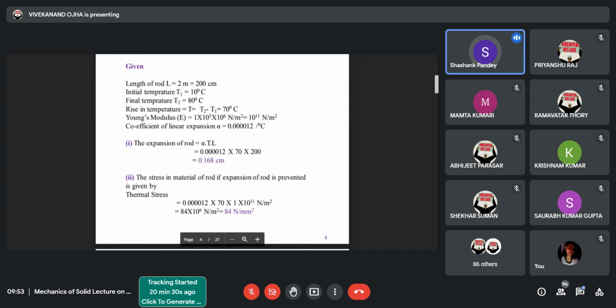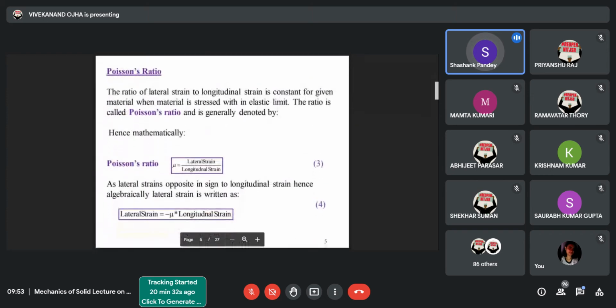As the definition says, mu is equal to lateral strain upon longitudinal strain. Obviously lateral strain will be accompanied by a negative sign here, because lateral strain is opposite to the behavior of your longitudinal strain. If you have an elongation, then there will be contraction in the corresponding perpendicular directions, and if you have contraction in the longitudinal direction, then there will be expansion in the mutually perpendicular directions. So we use a minus, negative term for this.